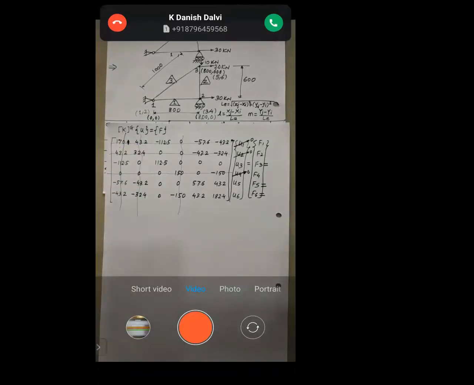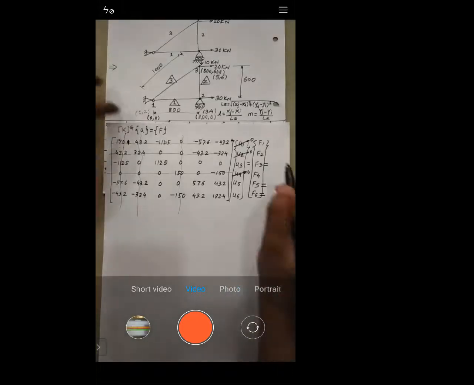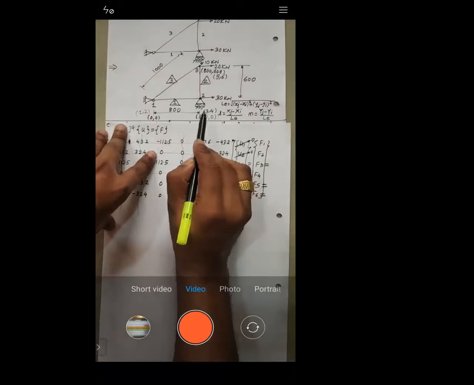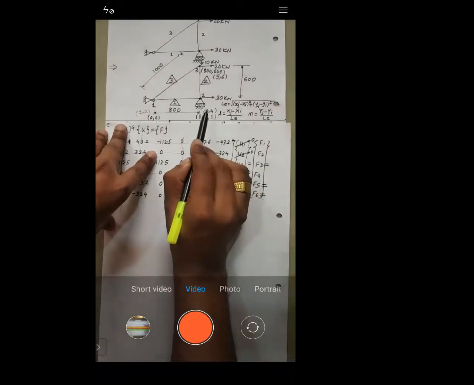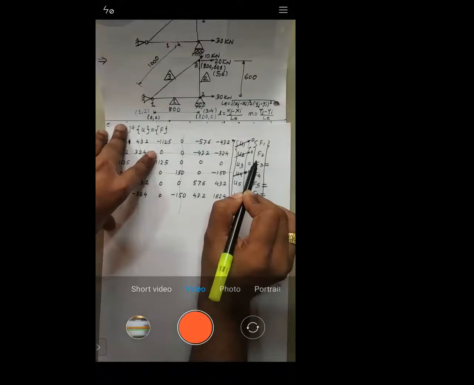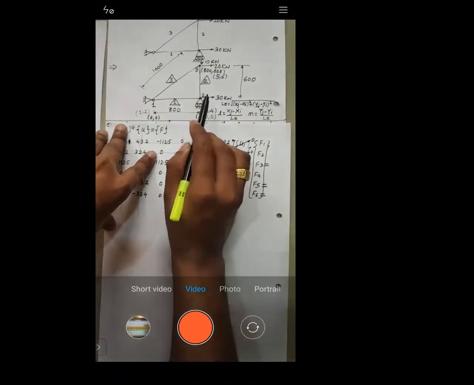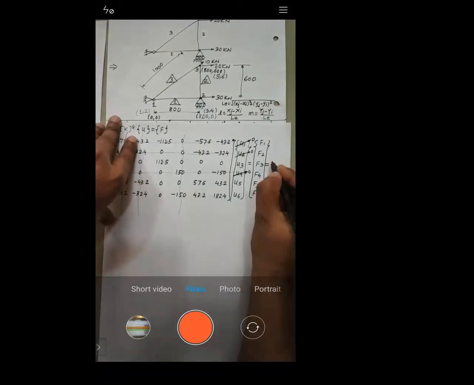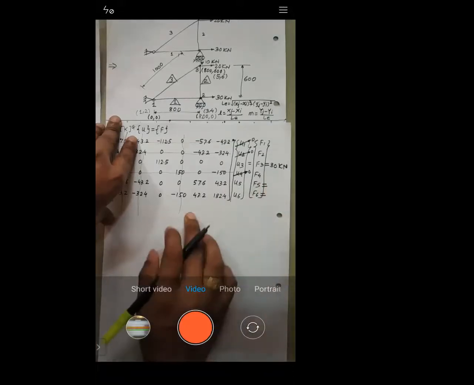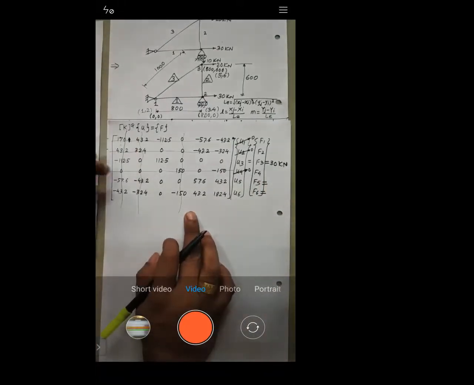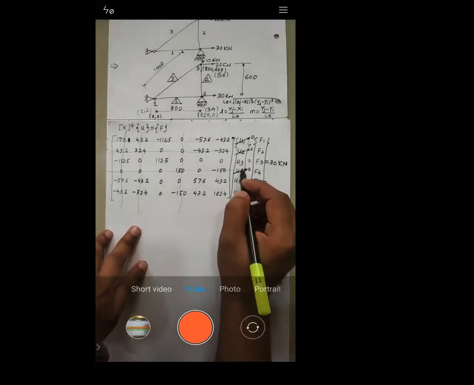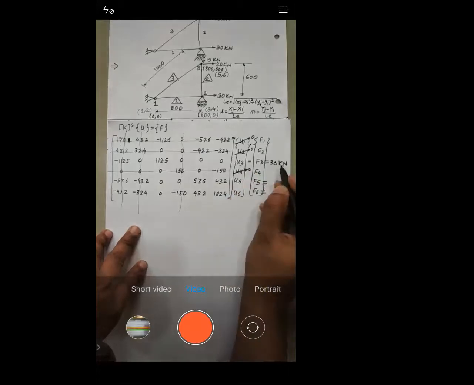Tell me, what is the value of F3, F5, and F6? F3: 3 is related with X direction, so it is the force in X direction. Is there any force at node 2 in X direction? Yes, sir, 30 kilonewton. Is it okay or not? So I'll put 30 kilonewton. I'll put it directly in kilonewton because I have E in gigapascal, length in mm, and area in mm square.